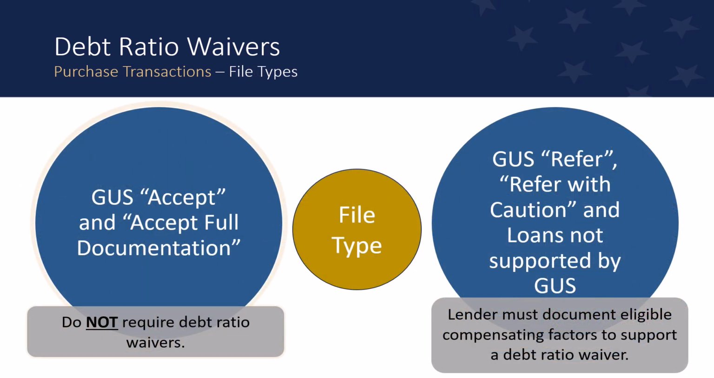GUS files that receive an accept or accept full documentation underwriting recommendation do not require a debt ratio waiver. Submissions that receive a GUS recommendation of refer or refer with caution, and loans that are not supported by GUS must have documentation supporting eligible compensating factors to support a debt ratio waiver.